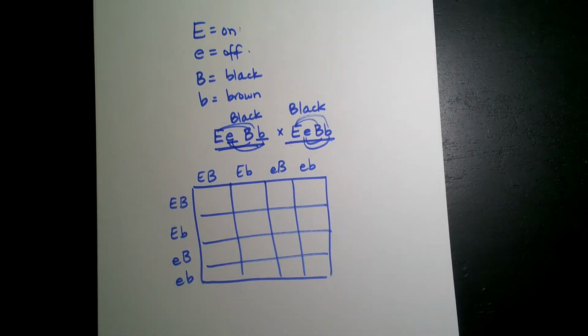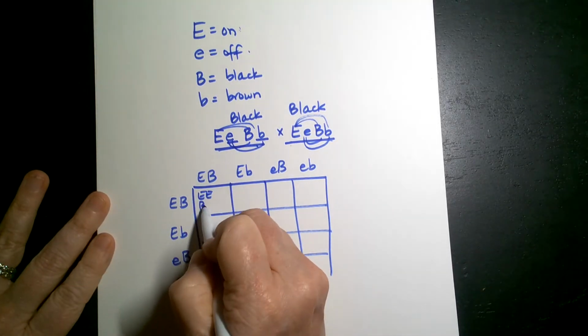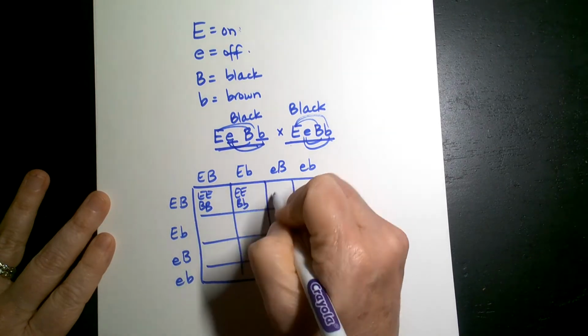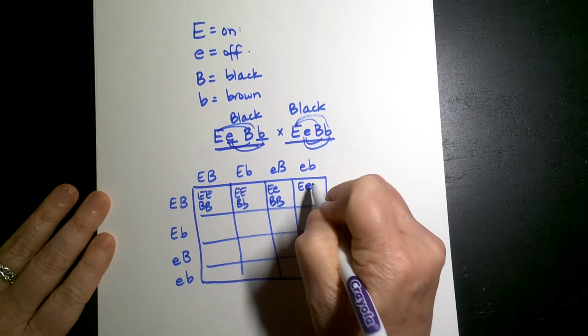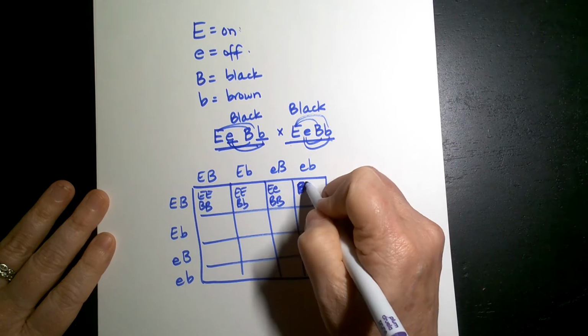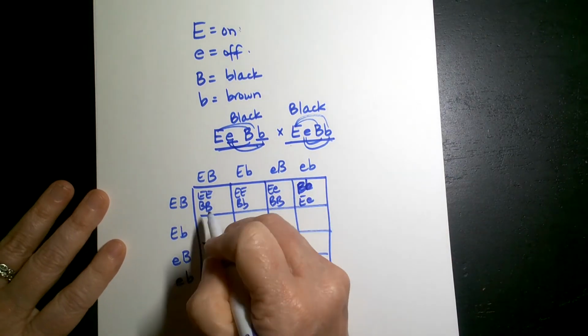Okay, so in this situation, we'll fill in the box. So two E's, two B's, E, and then big B, little b, and then E, and then big B, little b.